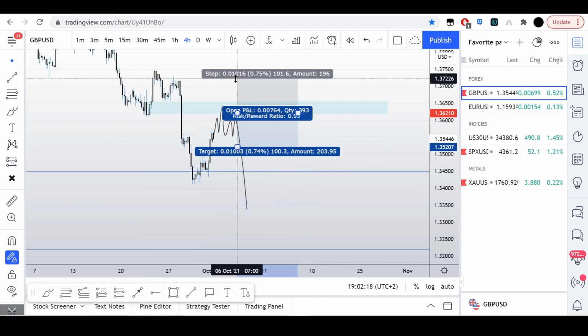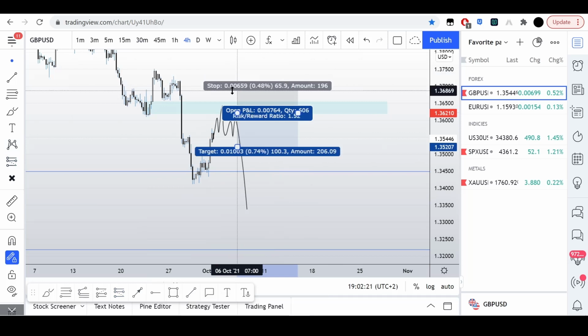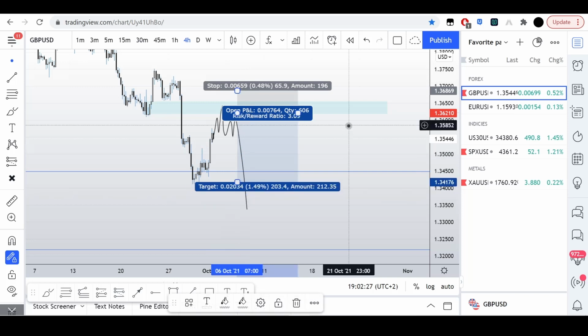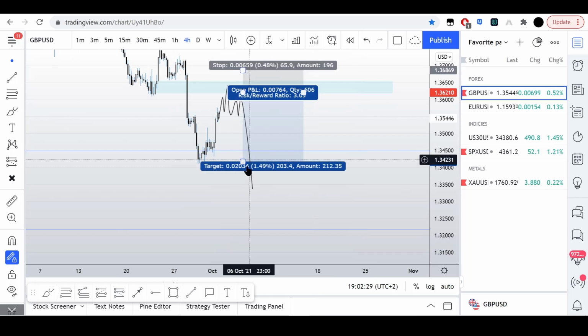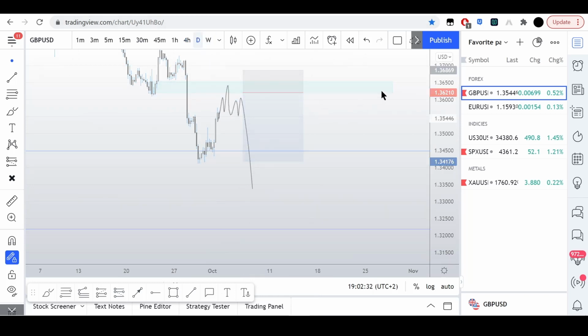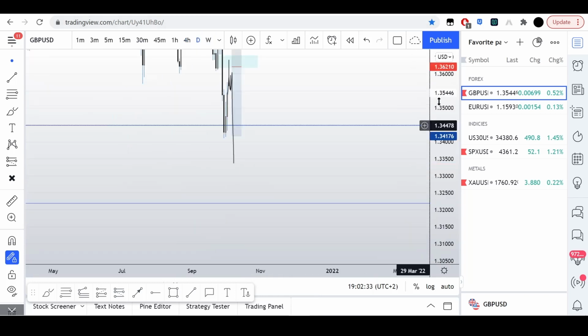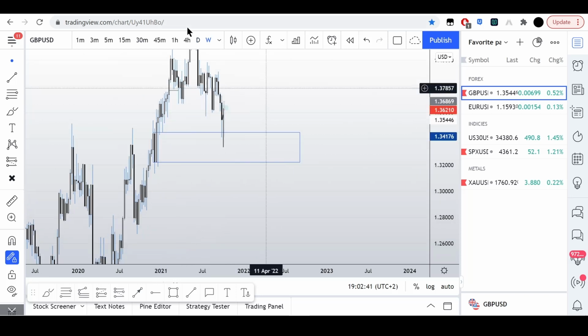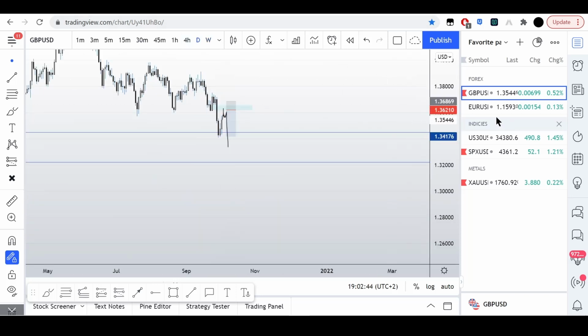So this could potentially look something like this once we get into here. A nice 1 to 3 risk reward. If I do want to take partials, I'll hold lower to possibly come down to a better discount, maybe under this. I don't know, we'll see what happens with GBP USD.